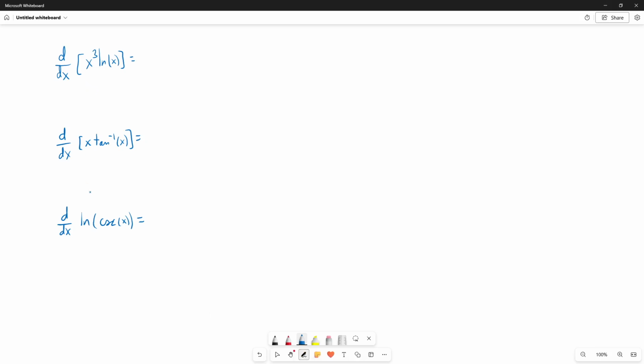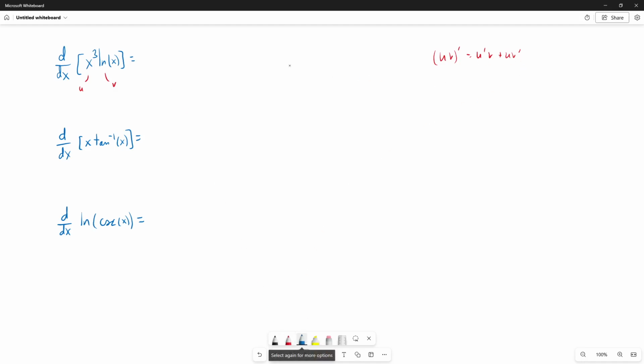Okay, we're going to do 3 derivative problems. In the first problem, we want the derivative of x cubed times the natural log of x. This is a product, so we will need the product rule. The derivative of the quantity u times v is u prime times v plus u times v prime. In this problem, u is the function x cubed and v is the natural logarithm of x.